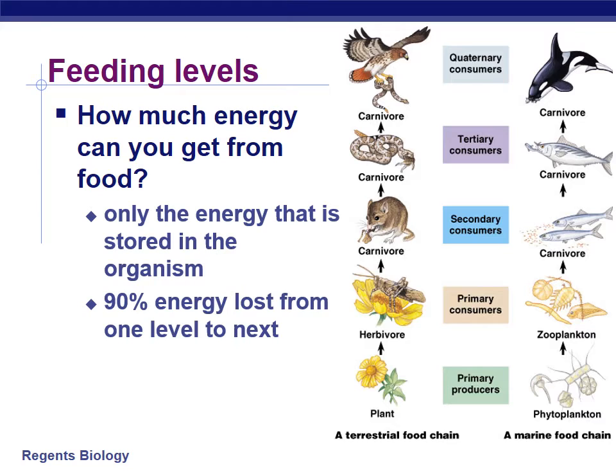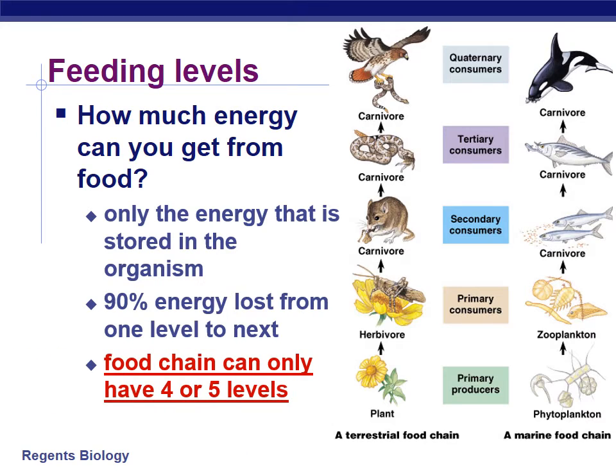So each higher level you go, there's less and less energy, and you actually have to consume more to survive. This is why food chains can only be 4 to 5 levels. Eventually, there's just not enough energy in the higher up you go in the food chain to actually keep the organisms alive at that level.